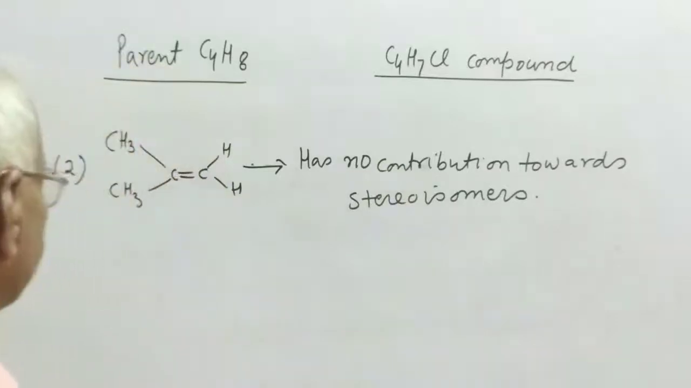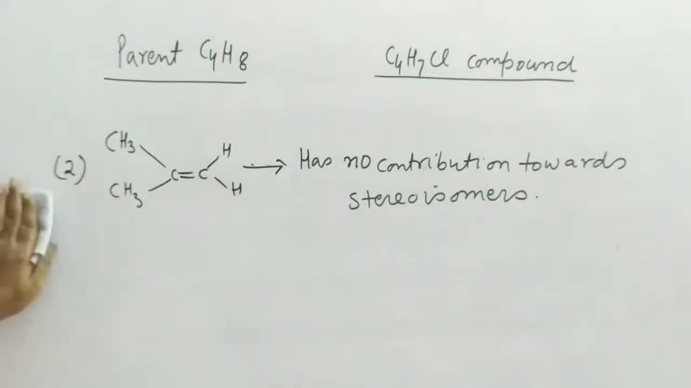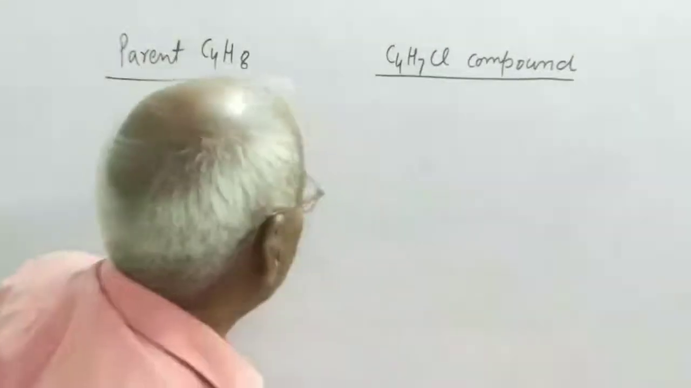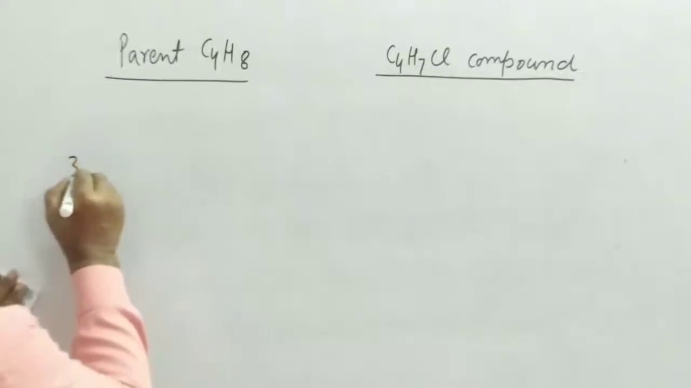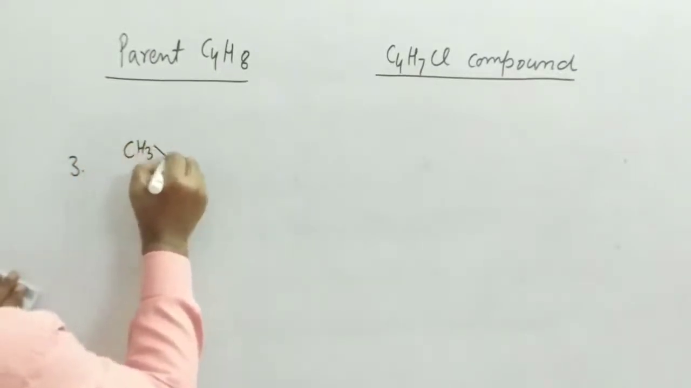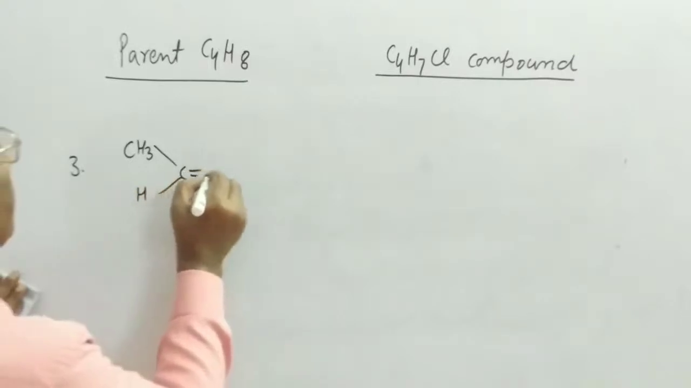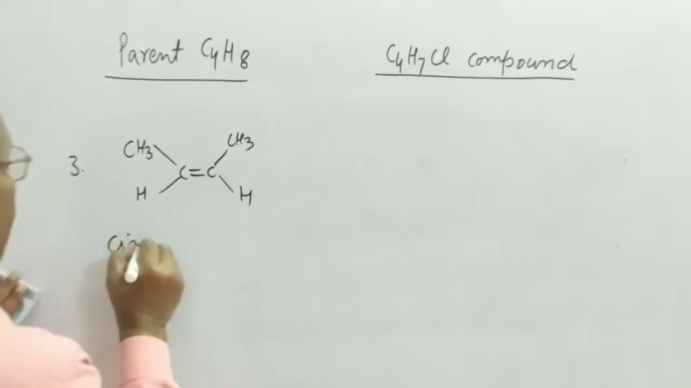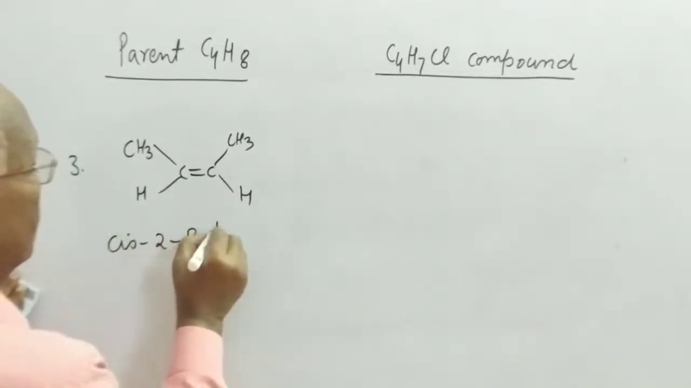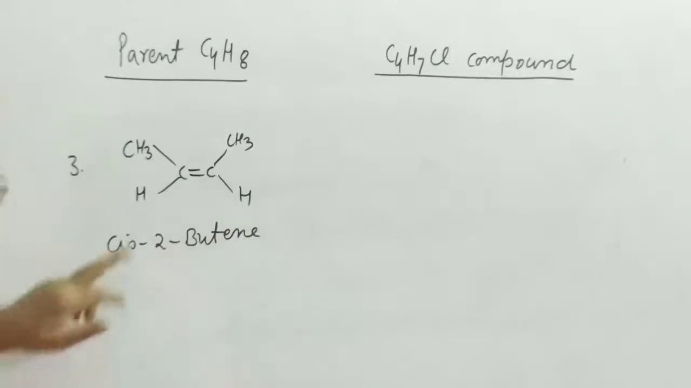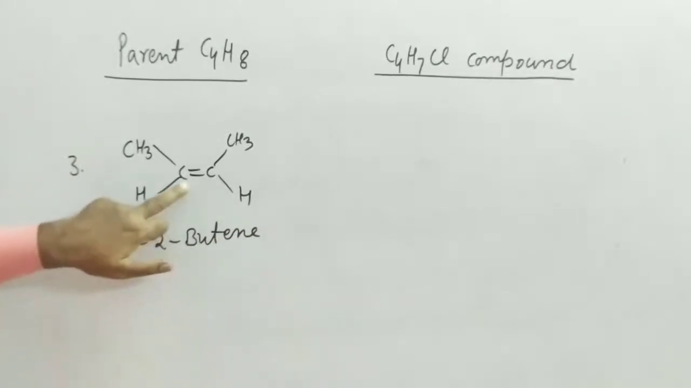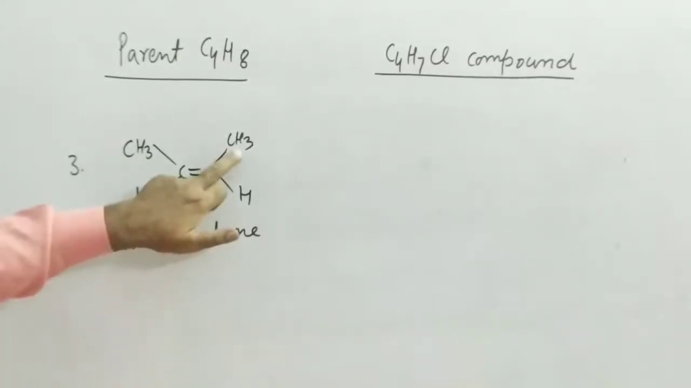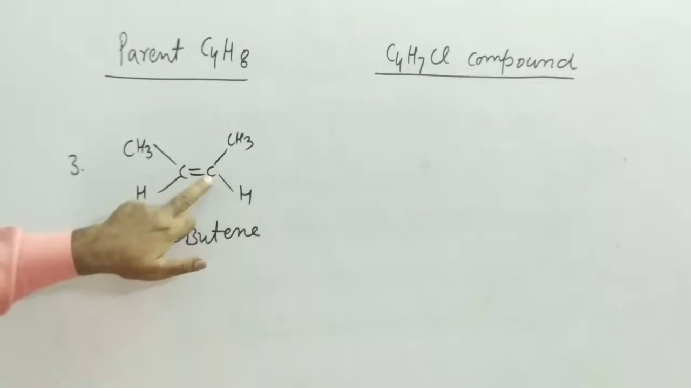Towards stereoisomers. Now see the third structure of the parent. This is CH3, CH3, H. This is cis-2-butene. This carbon is carrying H and CH3. The other carbon also carries H and CH3. So both carbon atoms are carrying the same substituents.